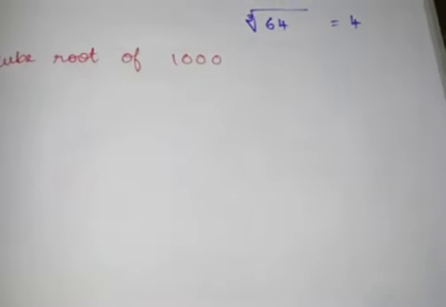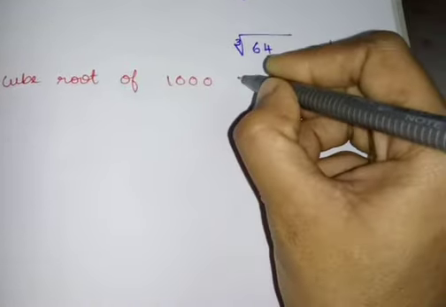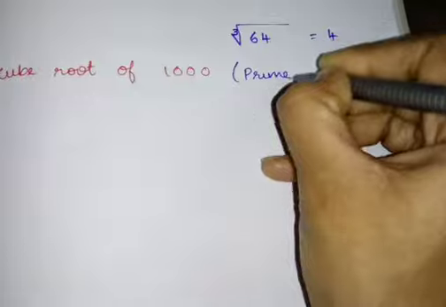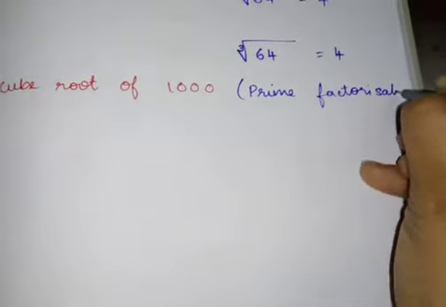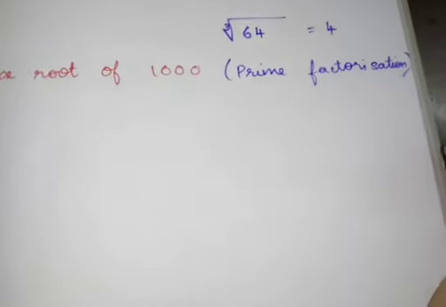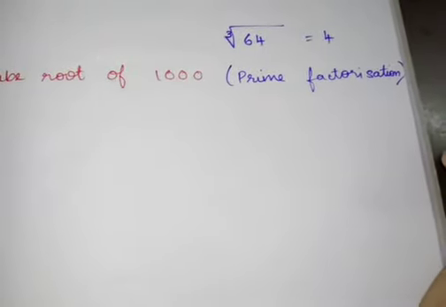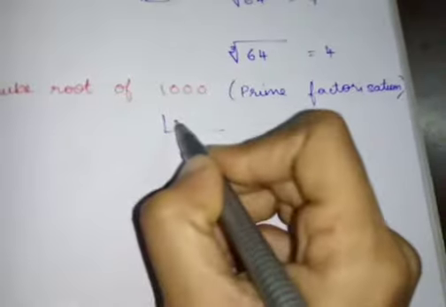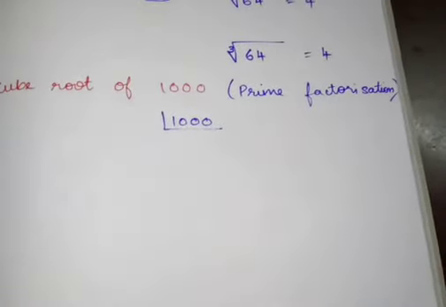Next I'm going to teach you how to find the cube root of a particular number by using prime factorization. Using what method, children? Prime factorization method. You know already what is meant by prime factorization, right? I'm just going to find the prime factorization of a particular number. First I'll take 1000. I'm doing the prime factorization of the number 1000.